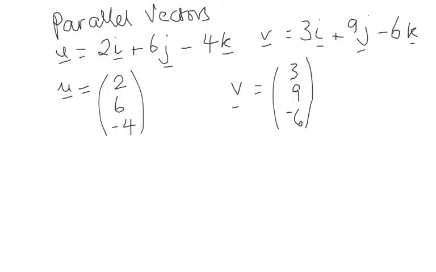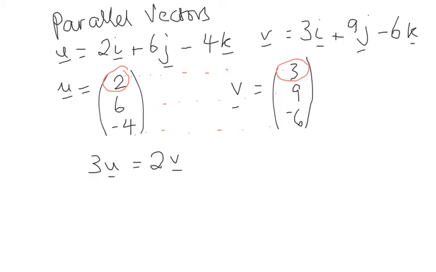So looking at them like that, we can see there's a connection between these numbers, 2 and 3, 6 and 9, -4 and -6. Looking at u, we can just multiply by 1.5 to get v, because 2 times 1.5 is 3. Or we could see it like 3 u's equal 2 v's, because 3 times 2 is 6, and 2 times 3 is also 6.